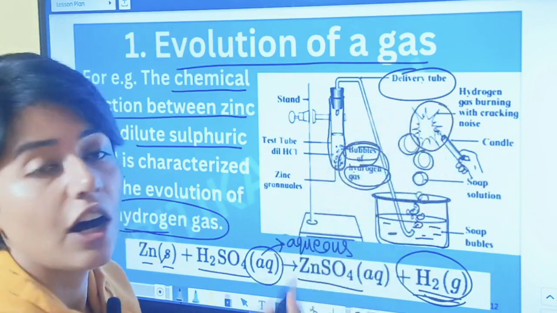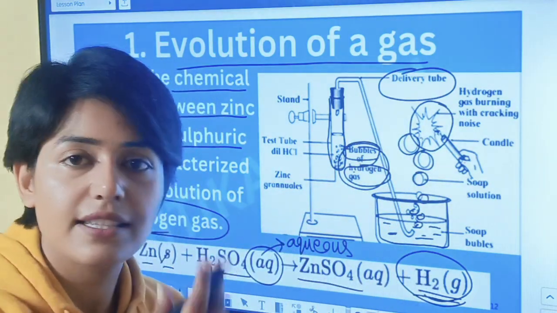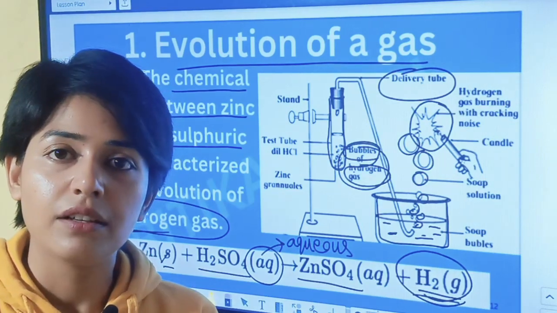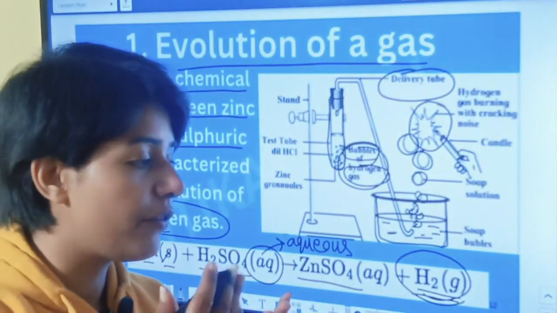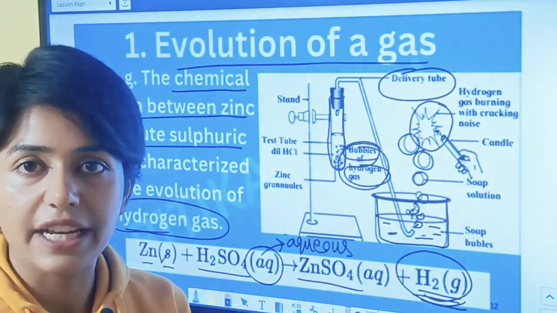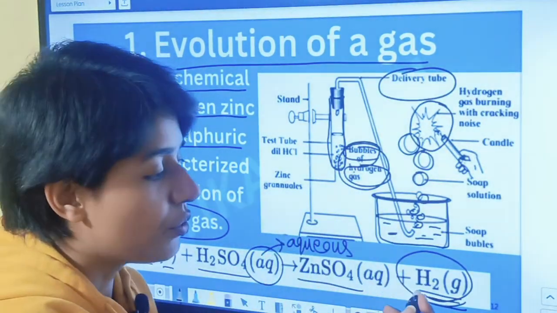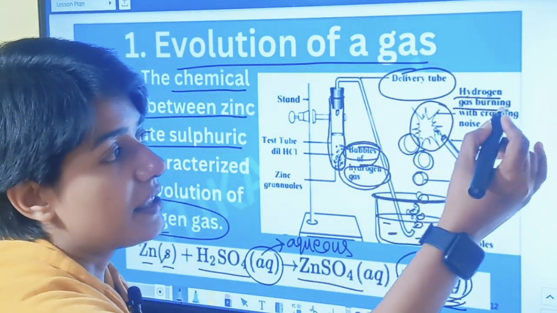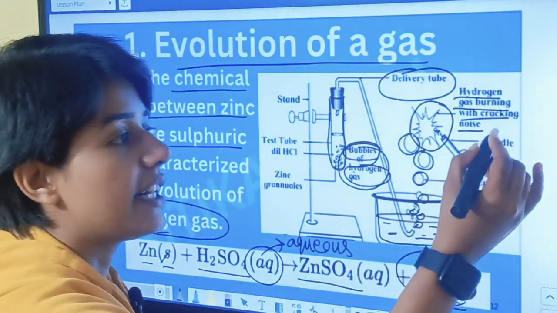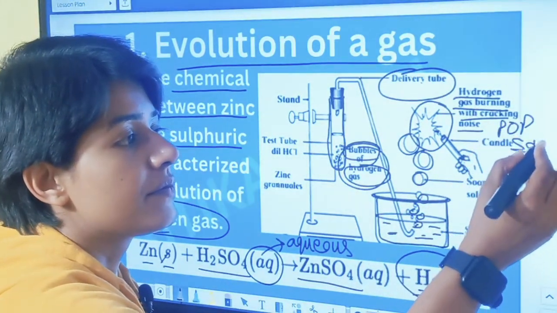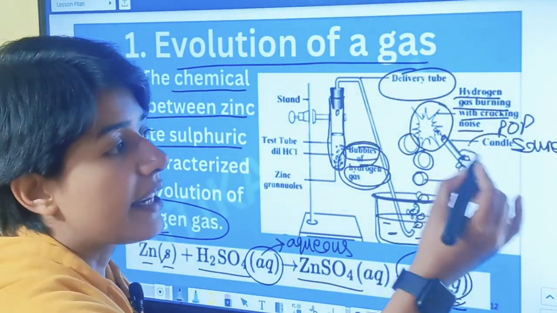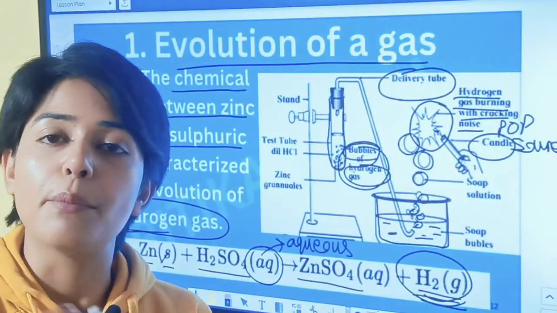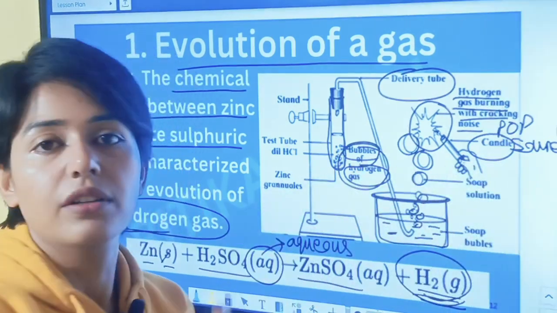Detection of hydrogen gas. How do we identify that the releasing gas is the hydrogen gas? Because it has no color, it has no taste, it has no smell. Then how is it possible that we identify that the releasing gas is hydrogen gas? So there is a test to identify the releasing gas is hydrogen. Hydrogen gas bubbles burn with a cracking noise, that is pop sound. When we bring a candle near hydrogen gas bubbles, then hydrogen gas bubbles burst with the pop sound.